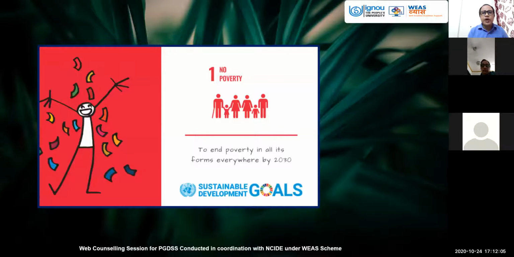As you know, the first goal is no poverty, which means to end poverty in all its forms everywhere by 2030. If you look at our population structure across the country, we'll find a very unique way. Different social structures stay spread over different geographical landforms, and that is one of the barriers to having a uniform mechanism to study or implement any policies and programs.